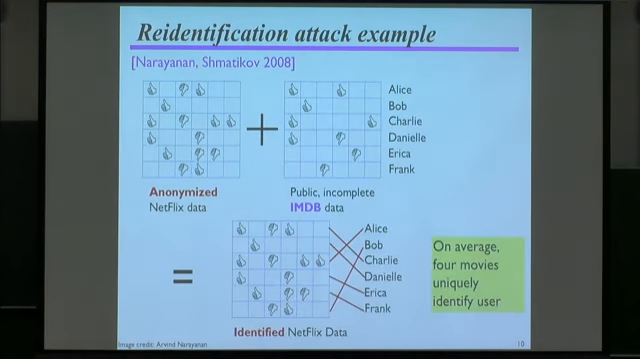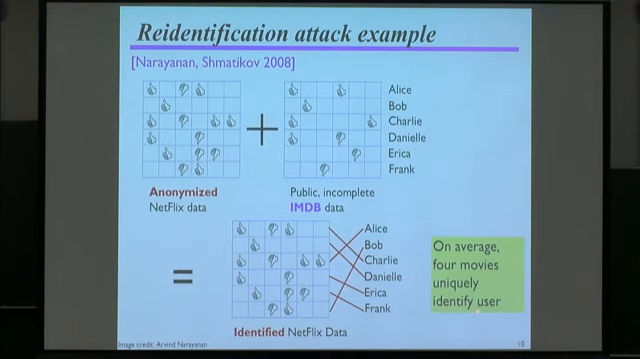The columns here are movies? That's right, and the rows are people. So how many movies did it take more or less to identify? Well, I forget the number of movies that were in the data set, thousands, I would assume.